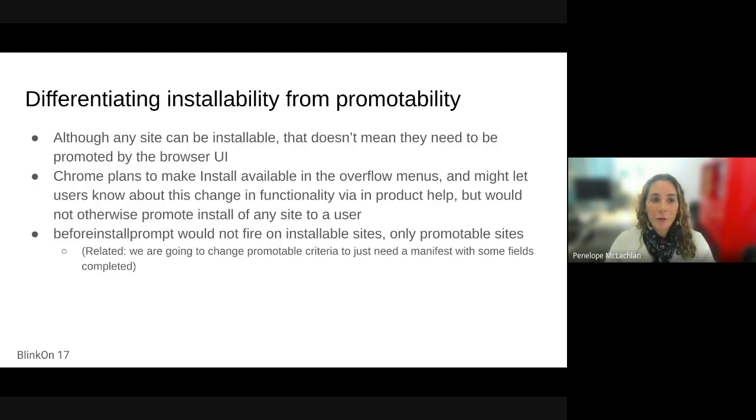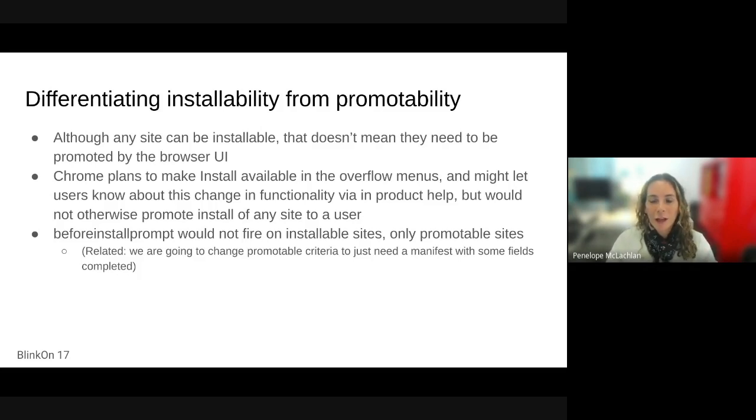I would like to differentiate installability from promotability. Just because every site is installable doesn't necessarily mean the browser should promote it. Something I'm thinking a lot about is, how do we do this promotion more selectively? I hear user stories on both sides of the spectrum. Some users say when they visit an installable site, I didn't notice it. I didn't see the little install icon in the top right corner of the Omnibox, or I don't know how to go to the overflow menu and install.